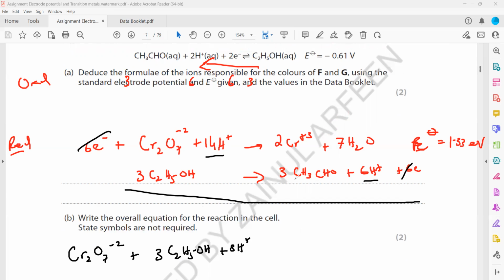Then about the product, it will be 2Cr3+ plus 3CH3CHO, the ethanal, plus 7 water molecules. So this is the combined equation, or overall equation.